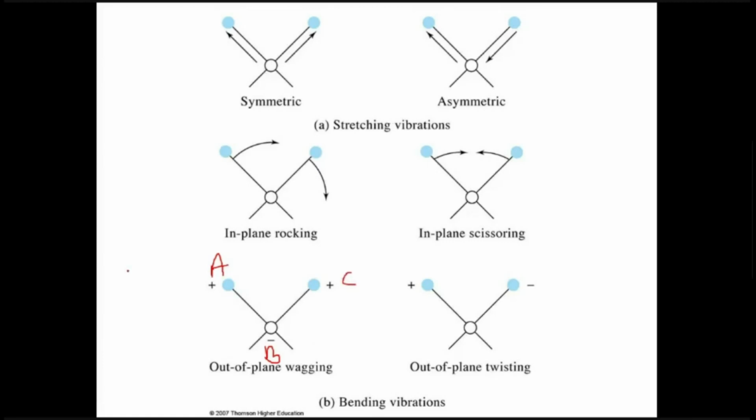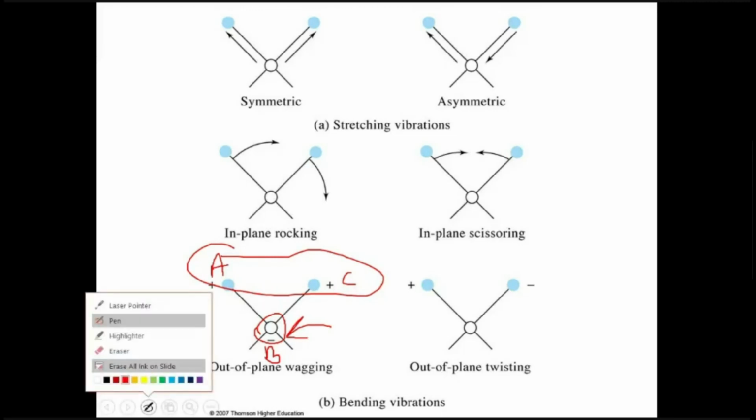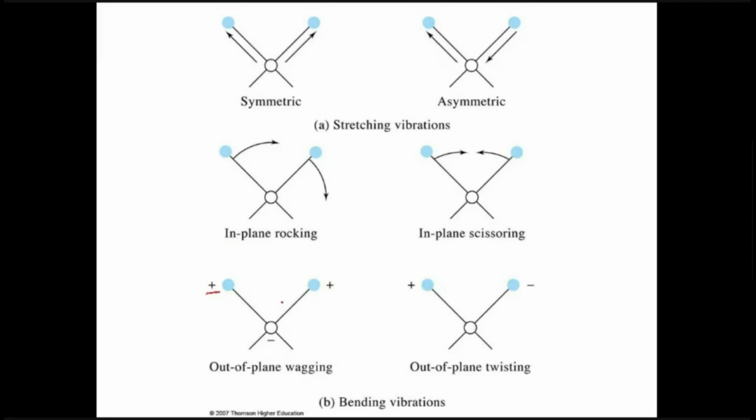So atom A and C will always be in the same plane, either coming out of the plane towards the observer or going behind the plane away from the observer, while the movement of B is exactly opposite. When A and C are coming out of the plane, atom B is moving behind the plane and vice versa. Now, I want you to note that there is a plus sign and a minus sign over here.